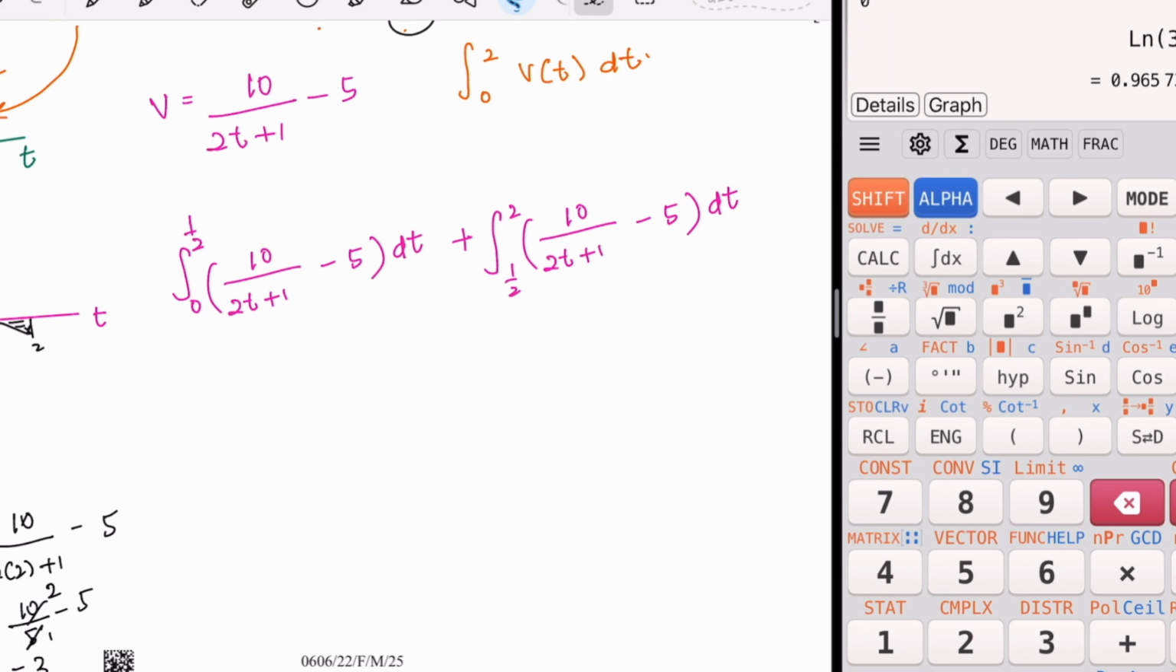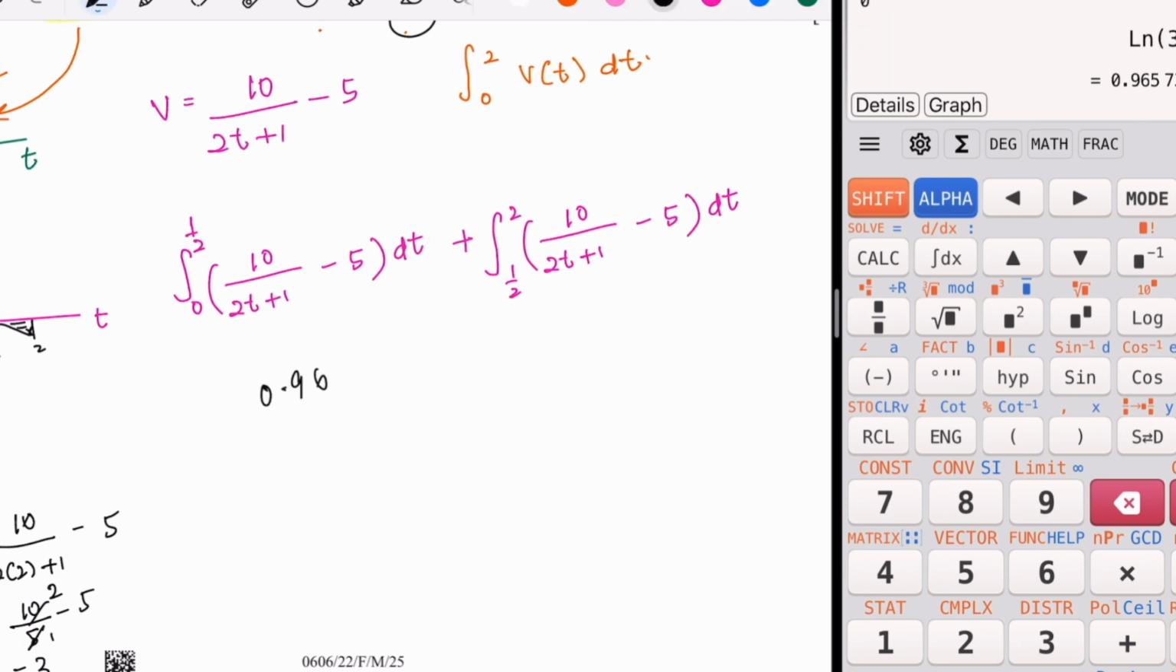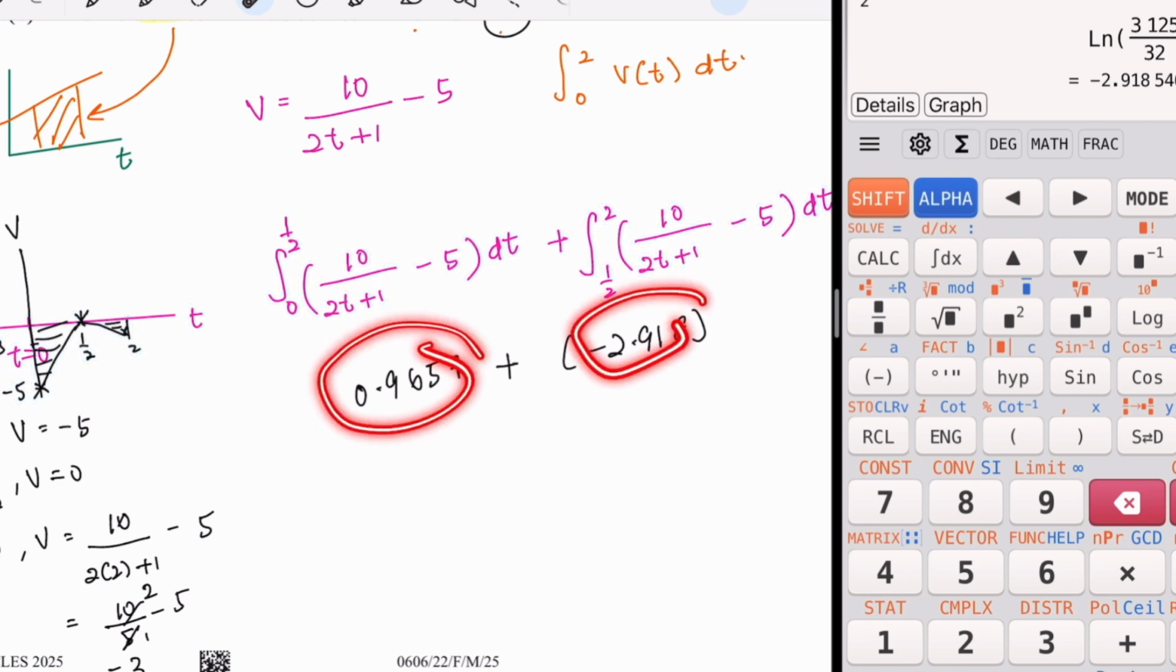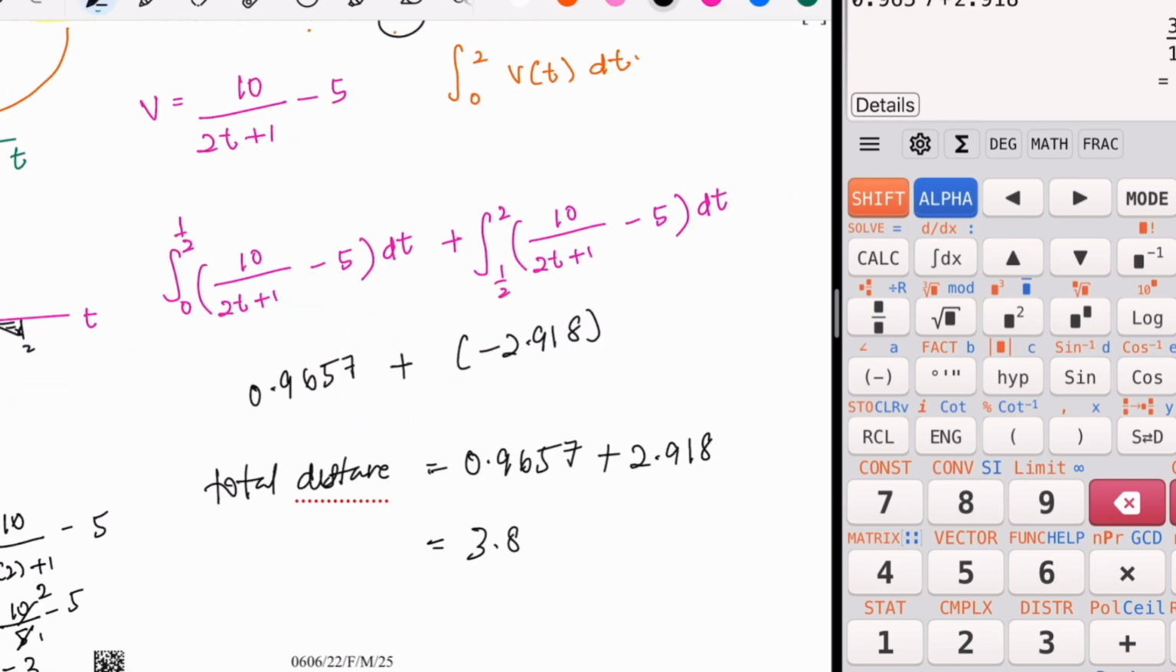This one will give me 0.9657, plus. So notice that this one is giving me negative 2.918. Okay, because it goes backward, velocity negative means it goes backward. Now, since I want to find distance, I need to add both of these numbers. 3.8837 is my total distance.